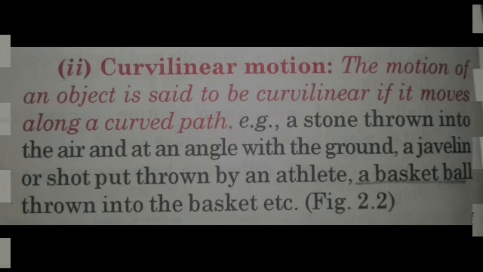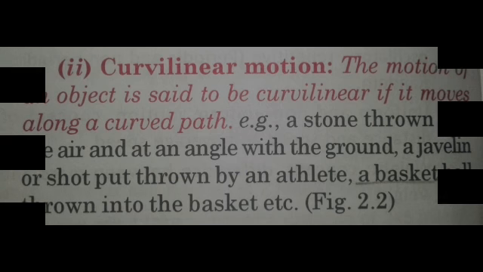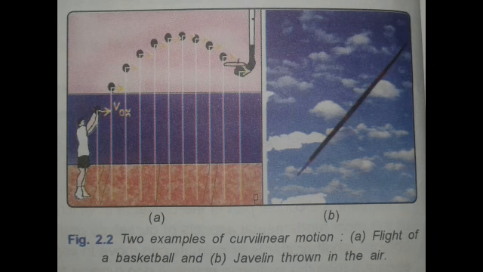Curvilinear motion. A motion of an object is said to be curvilinear if it moves along a curved path. किसी भी ऑब्जेक्ट को हम तब कर्विलिनियर कहते हैं जब वो एक कर्व पाथ मूव करता है. एग्जाम्पल यू कैन टेक अ javelin or shot put thrown by an athlete.